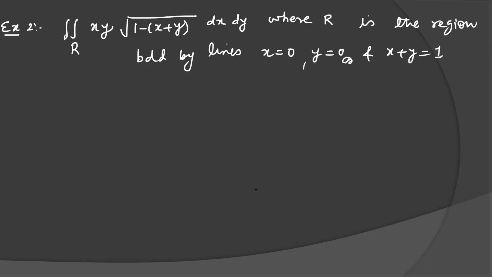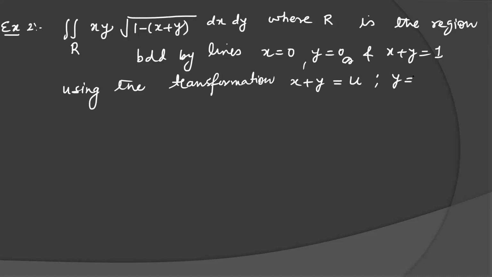There are three lines, and the transformation is given. If you do not use the transformation, then the integration is very difficult; using the transformation, sometimes it converts the integration into a very easy form. x plus y is equal to u and y is equal to u into v. So this is the transformation. So let's see the solution.